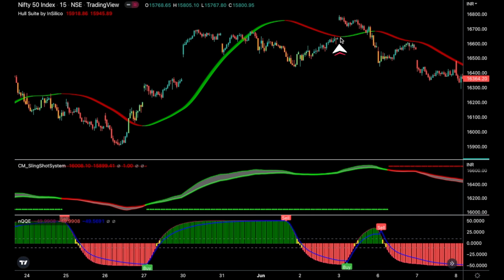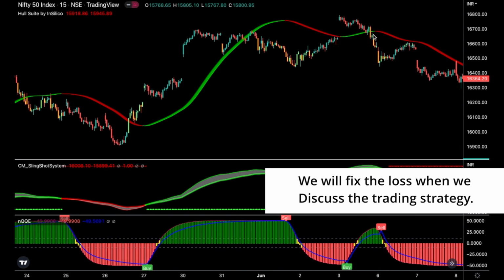Over here, we have a buy signal in the Hull Suite. We have a buy here and we have a buy here. So we would have gone long here. However, right here, the signal changed. So this was a loss trade.